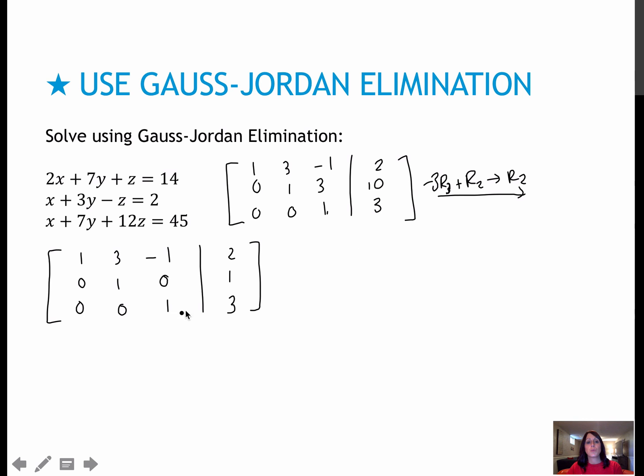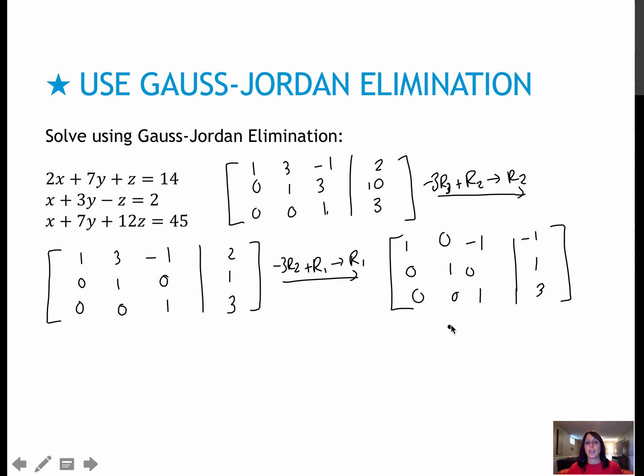So now row 3 is where I want it. Row 2 is where I want it. Row 1, not quite there. I need to get rid of this 3. So I'm going to take -3 times row 2 and add that to row 1 to make my new row 1. Row 2, row 3 will remain the same. So I'm going to take -3 times row 2 plus row 1, applying that across each entry.